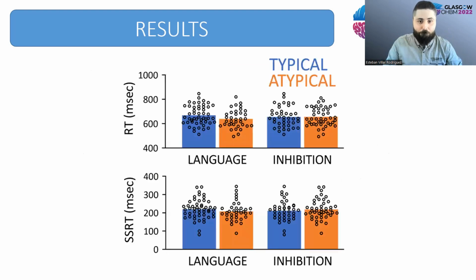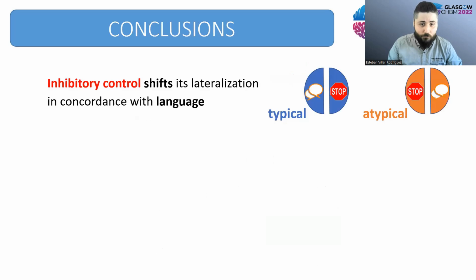vice versa. Lastly, we also explored if atypicality was related to differences in performance during the stop signal task. So we explored how fast they responded and how fast they inhibited their responses. However, none of these measures showed significant differences between typical and atypical groups, whether by language or inhibition. So let's sum up our conclusions.